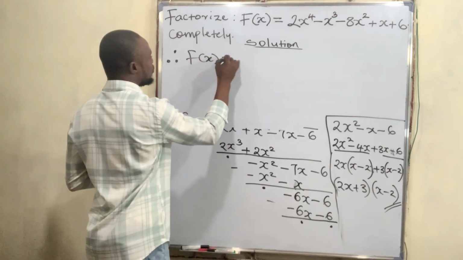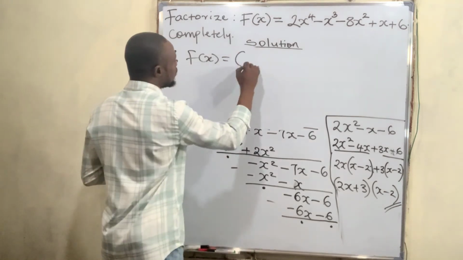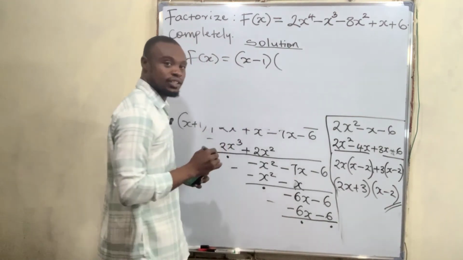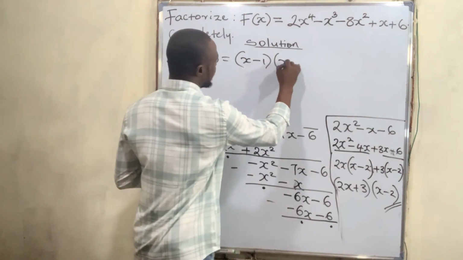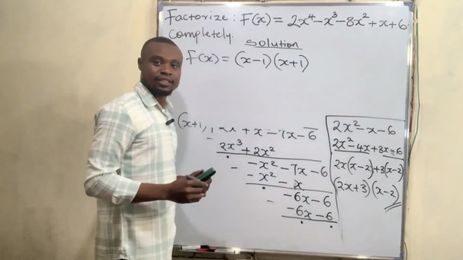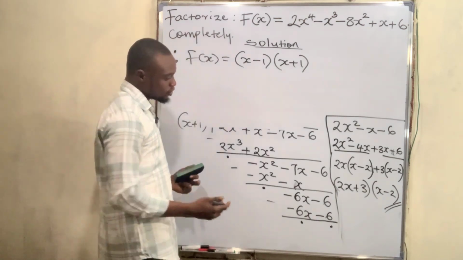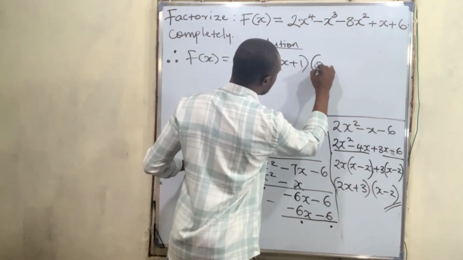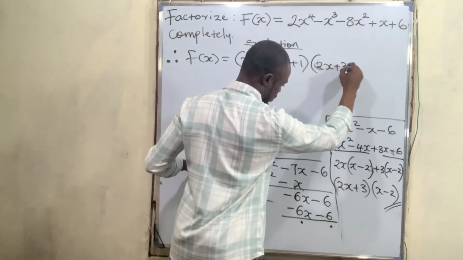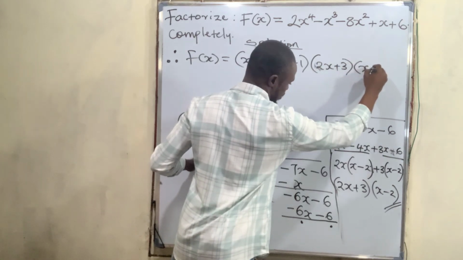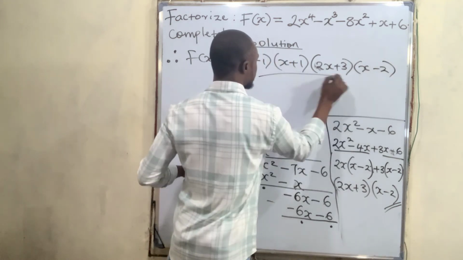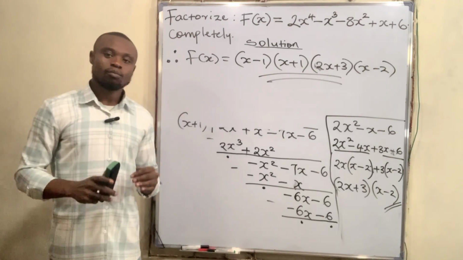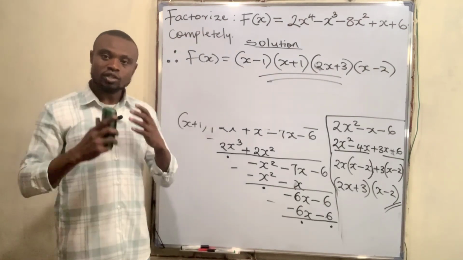Therefore, our quartic polynomial is equal to, the first factor that we had was x minus 1. The second factor was what? X plus 1. And the last factors, which is this, is 2x plus 3 and x minus 2. So this is the factorization of the entire polynomial. This is it. So thank you very much for watching.